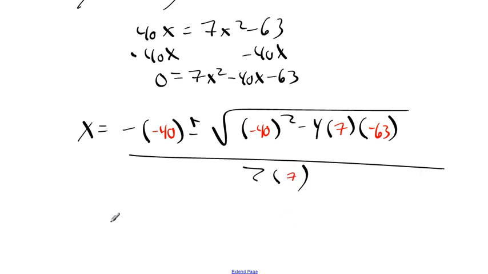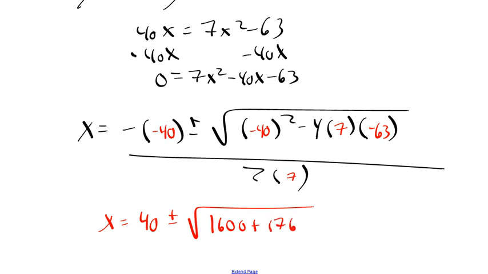Bust out your calculator. So x equals, a negative of negative 40 is our positive 40, plus or minus. So let's see here. We'll get negative 40 squared, so we get 1600. Plus, let's see here, 4 times 7 times 63 will give us 1764. And I know it's going to be plus because a negative times a negative gives us a positive. And that's all over 14.